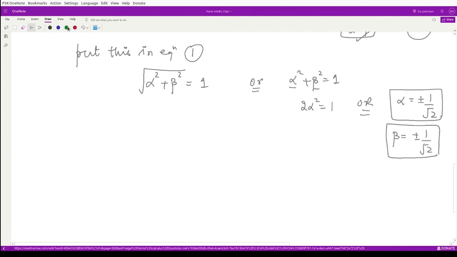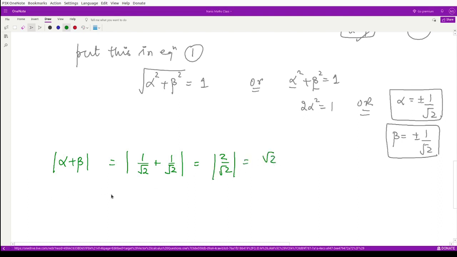Now in the question they are asking, determine the magnitude of alpha plus beta. So now you have the value of this. Let's take the positive quantity. So it would be plus 1 by square root 2, and then it would also be plus 1 by square root 2. So it would be the modulus of 2 by square root 2. So it would be square root 2, right?